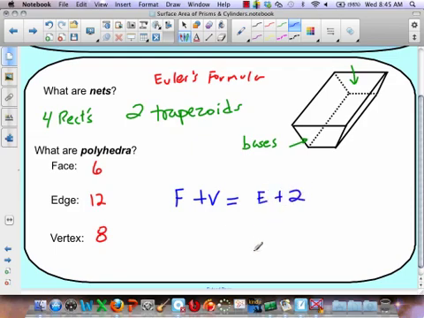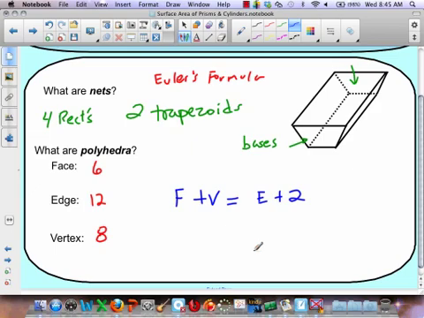Yep, but if we bring it all over to the other side. Hey guys, this will work for any shape. For any polyhedra, this is true. The number of faces plus the number of vertices is always 2 more than the number of edges. And so it's a kind of interesting relationship worth knowing. F plus V is equal to E plus 2.